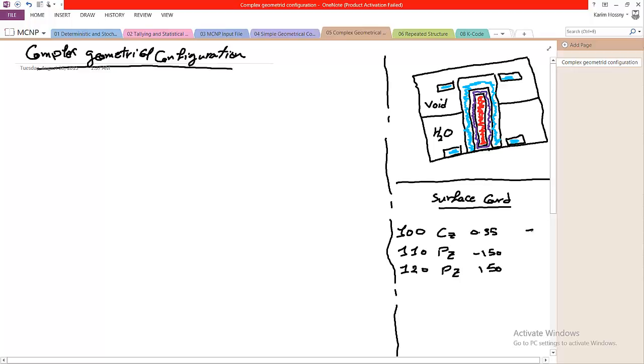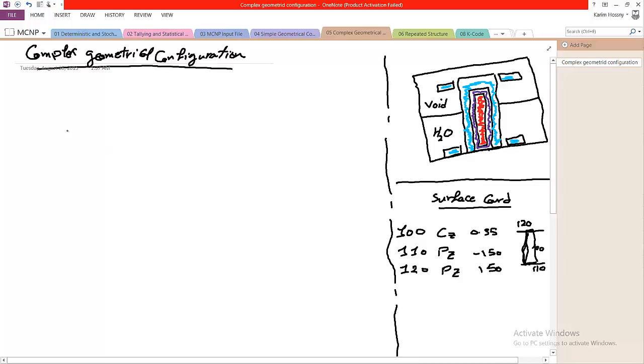That's what we want to describe right now, this fuel rod. This is the 120, this is the 110, and this is the 100.